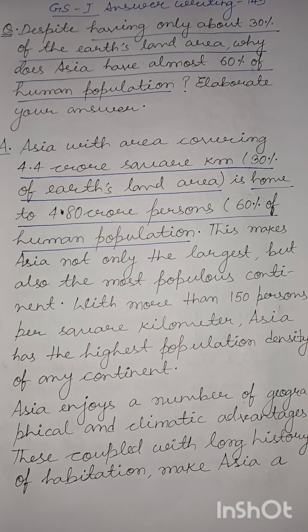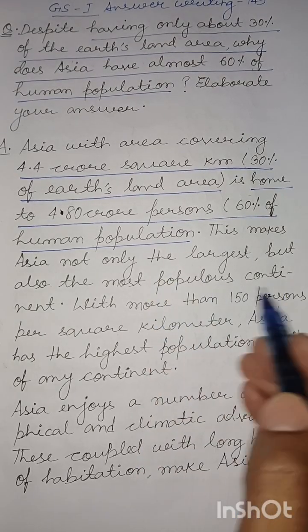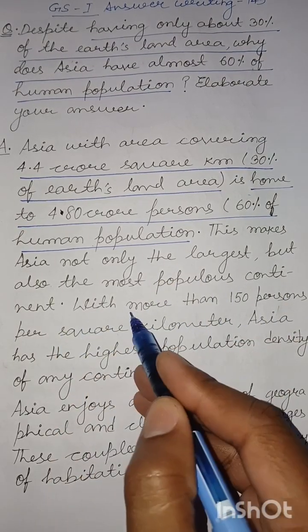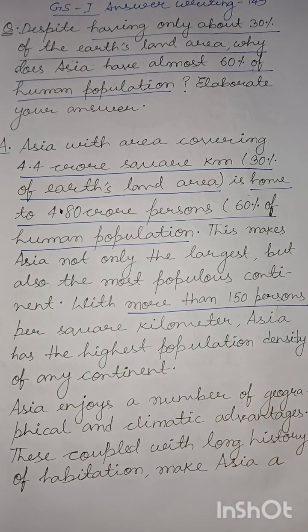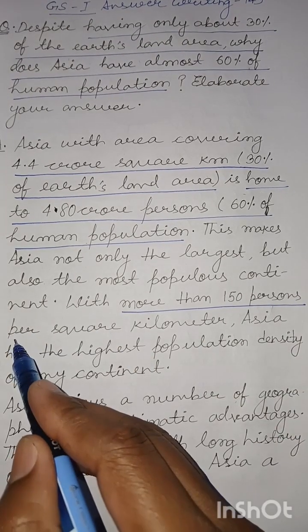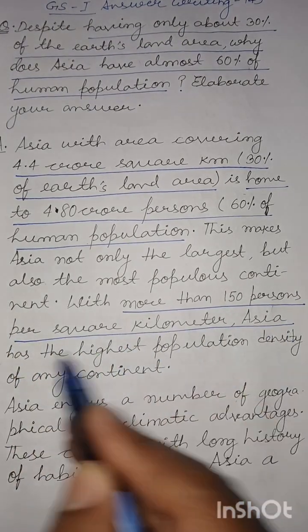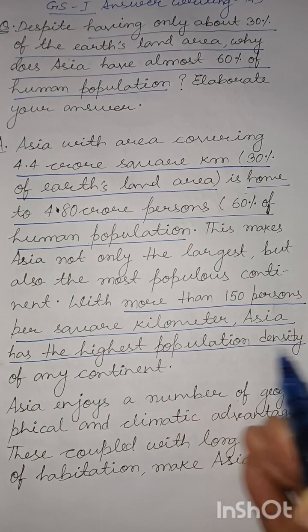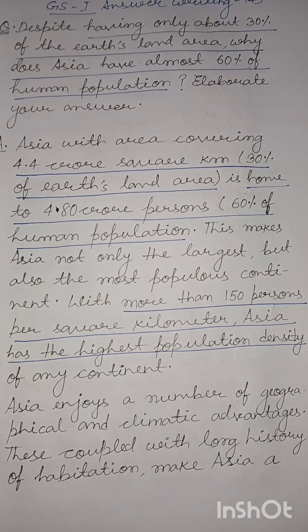This makes Asia not only the largest but also the most populous continent, with more than 150 persons per square kilometer. Asia has the highest population density of any continent. So basically, you can make out that this question is essentially about the high population density in Asia and what are the reasons that sustain this kind of high population density.